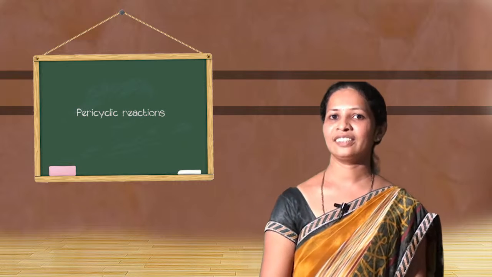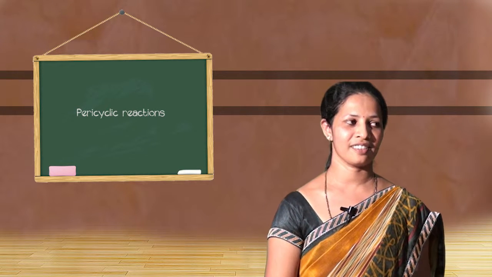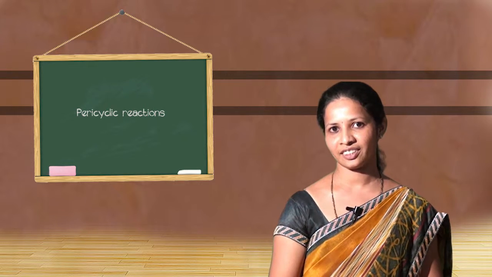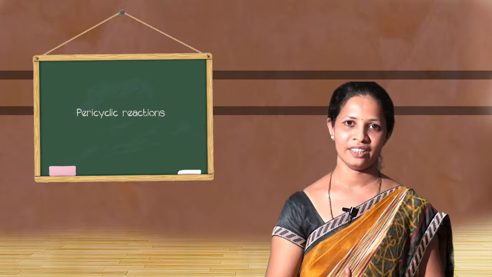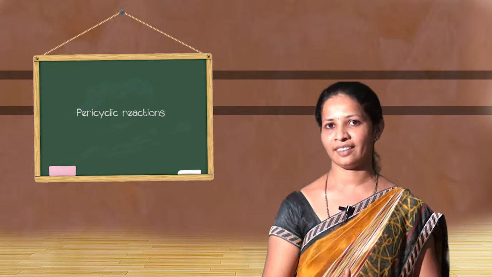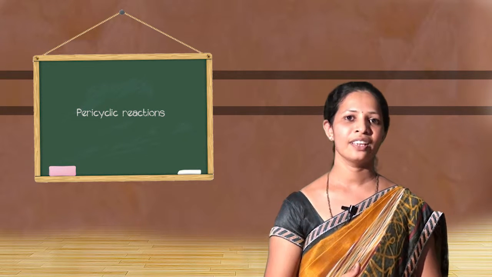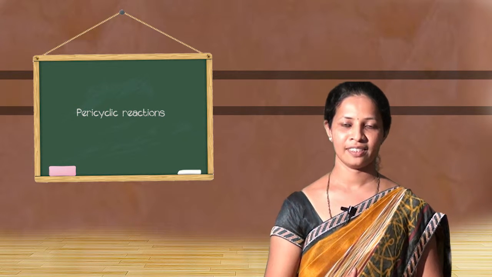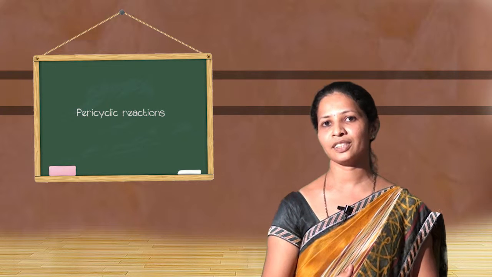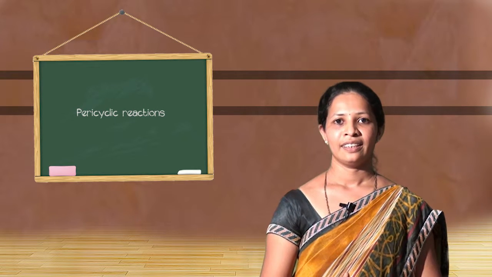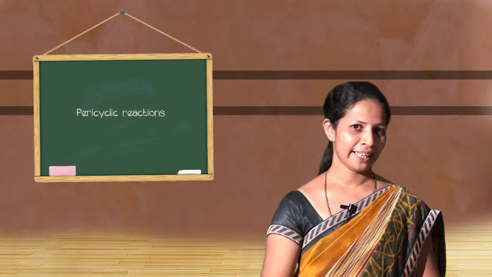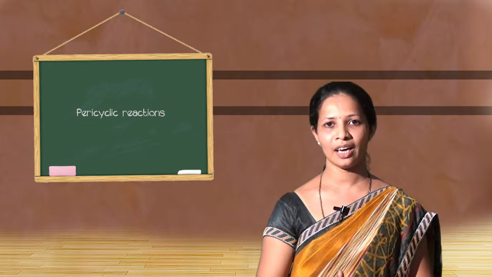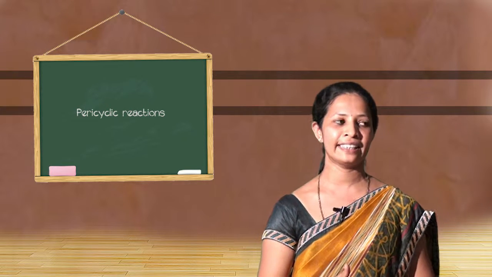Now let me discuss the features of pericyclic reactions. There are mainly three features in pericyclic reactions, and all are interrelated. The first feature is activation energy, the second feature is the number of pi bonds involved in the reactant molecules, and the third feature is the stereochemistry of the reaction. Now I will give some examples for pericyclic reactions, and I will explain how these three features are interrelated.